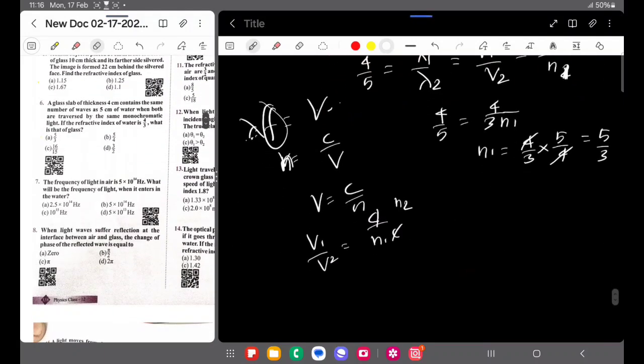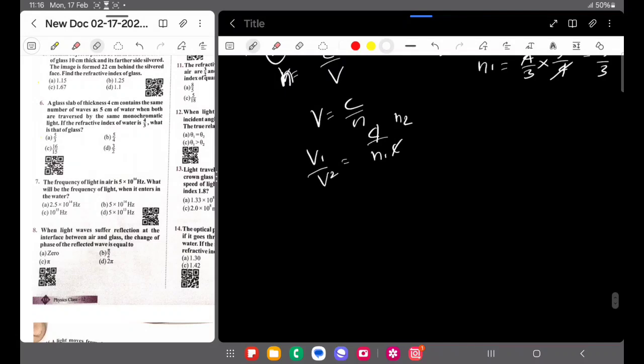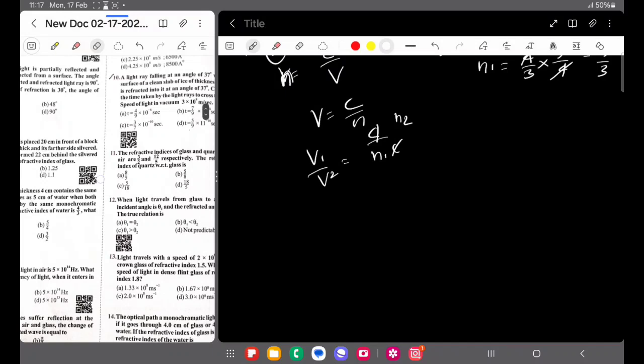And look into the 7th question. I told you this fact is one of the most important facts. Whenever light rays are traveling from one transparent medium to another transparent medium, its wavelength will change, its speed will change, but its frequency will never change. The frequency of the light is independent of the medium. It's one of the most important things you should be very familiar with.